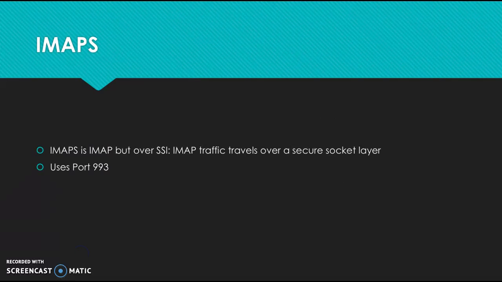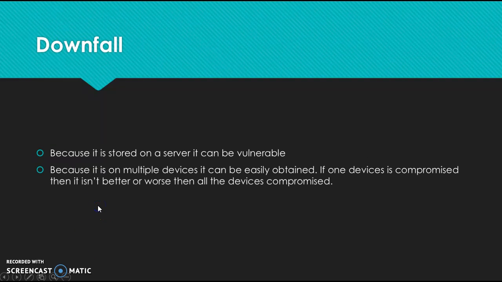IMAPS is basically IMAP, but over a secure socket layer, and that uses port 993. The downfall with IMAP, like POP3, is that even though it has more controls and admin access, because it's stored on a server, it can be kind of vulnerable. Where with POP3S, once it's downloaded, it's off the server. Because IMAP can be on multiple devices, if one device is compromised, then it's better or worse than all devices compromised.